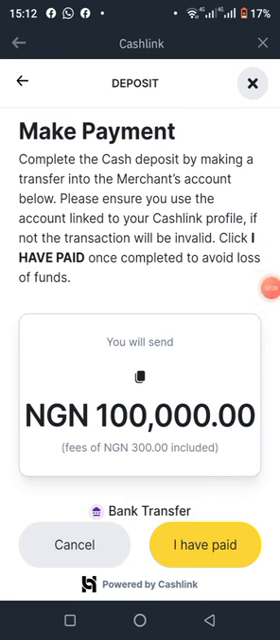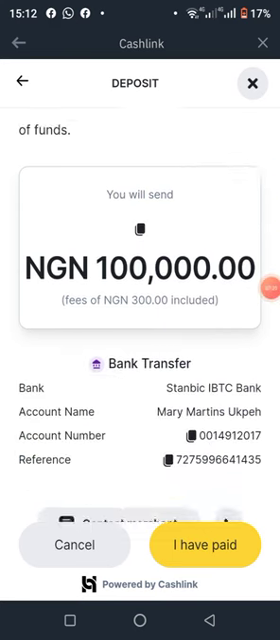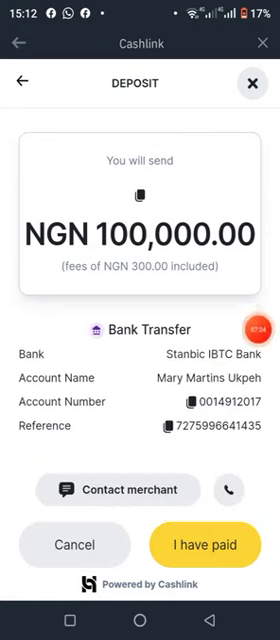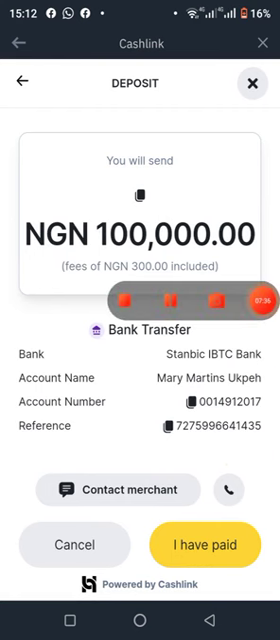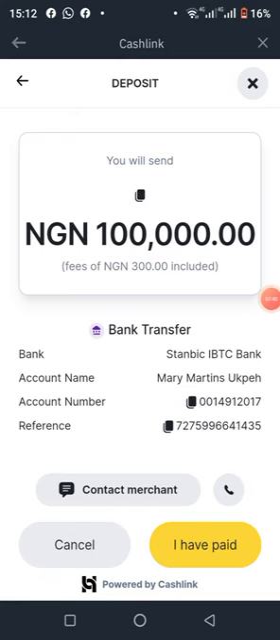Take note of that. Then when you have sent the money, now how do you send the money? You see, you scroll up, you see this is Mary Martins, okay, and Stanbic Bank. This is the account number. So you credit this lady, then you come here and click I have paid. Immediately you wait, and Binance will cash link will confirm, then Binance will deposit that money to your spot wallet, to your what? Spot wallet. So I'll show you how that is being done now after.